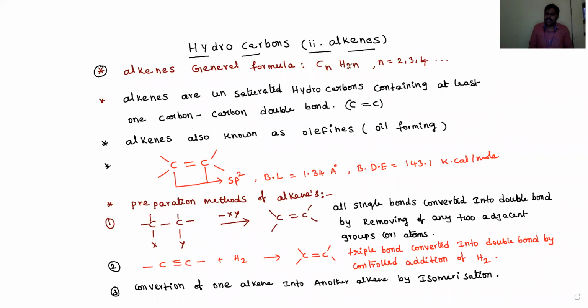The general formula of alkenes is CnH2n, where n starts from 2, 3, 4 onwards. The simplest alkene is ethene, with molecular formula C2H4. Ethene forms an oily liquid with halogens, so alkenes are commonly known as olefins. It is a Greek word. Olefins means oil-forming substances. So alkenes are also known as olefins.